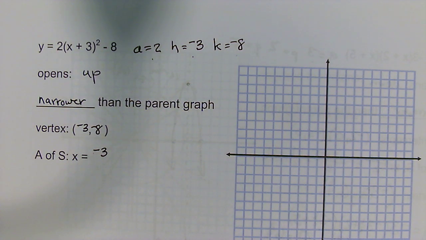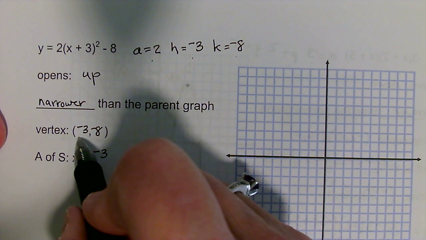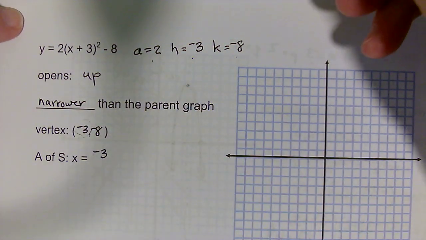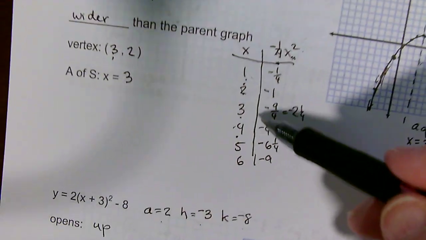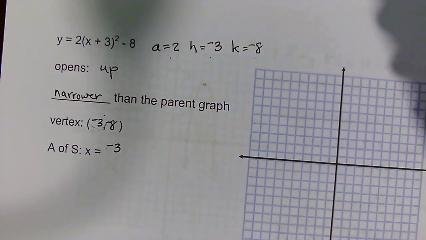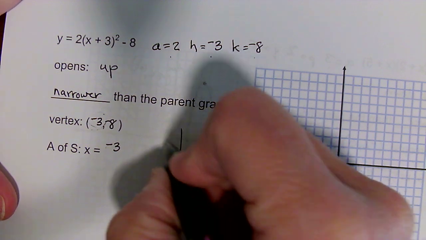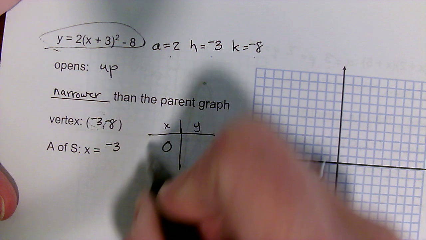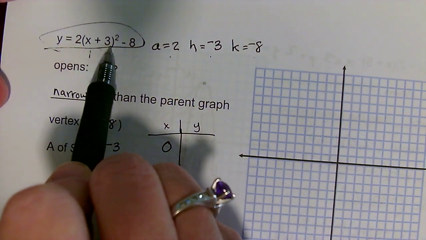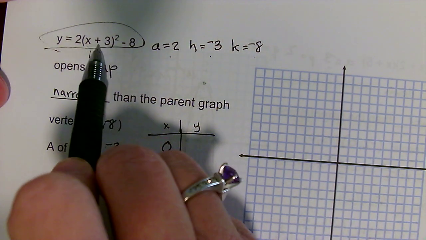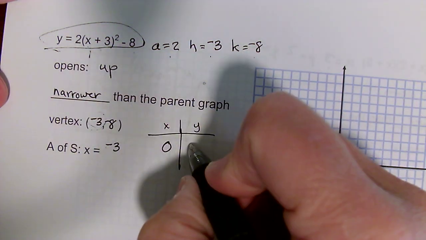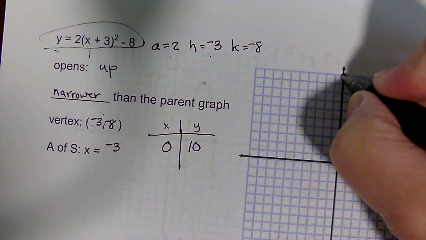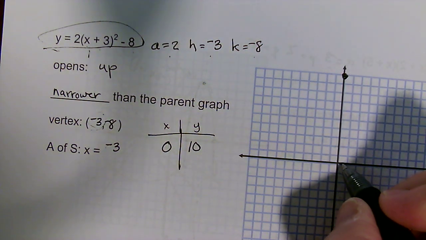So now, I can pick any other number than negative 3 that I want and plug it into this equation. I can do what I did up here. I prefer to do counting from the vertex, but you don't have to do it that way. You can say, okay, I'm going to plug 0 into the original function. 0 plus 3 is 3, squared is 9, times 2 is 18, minus 8 is 10. So 0, 10 is a point on this graph.